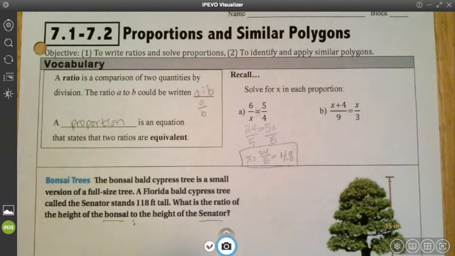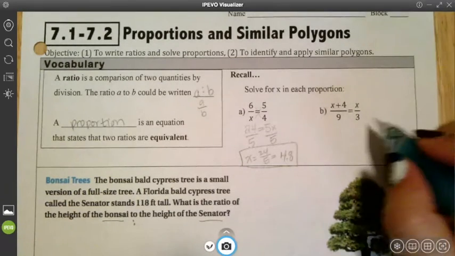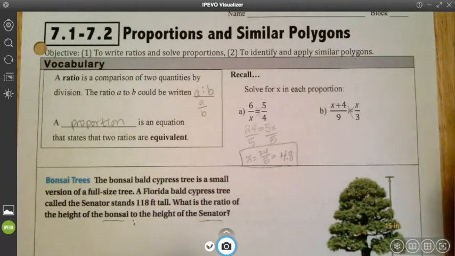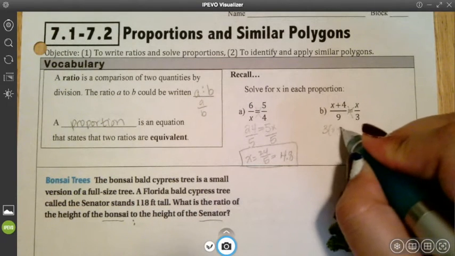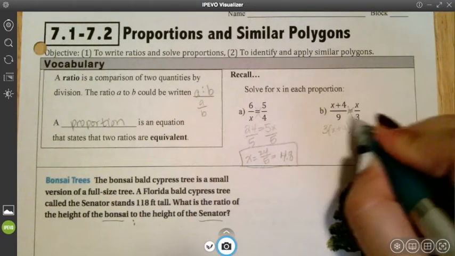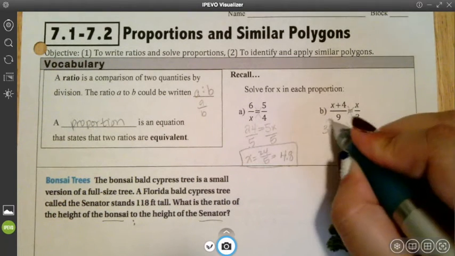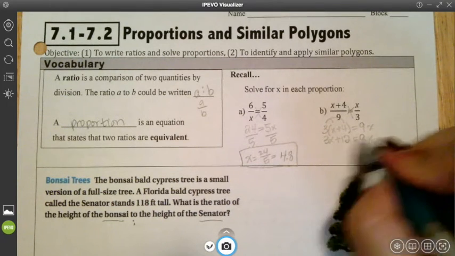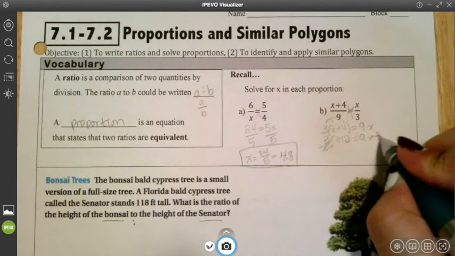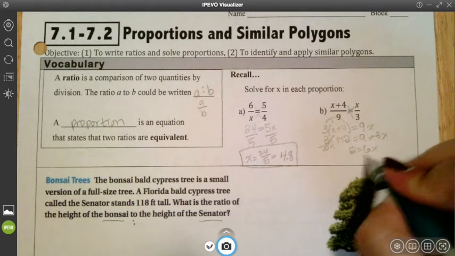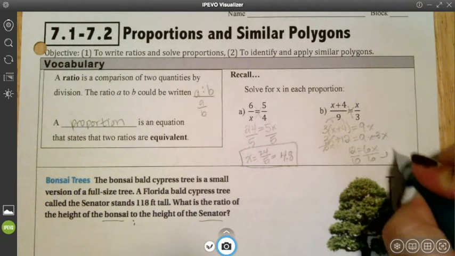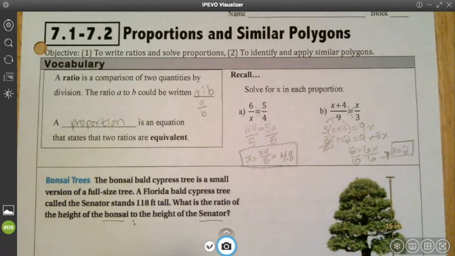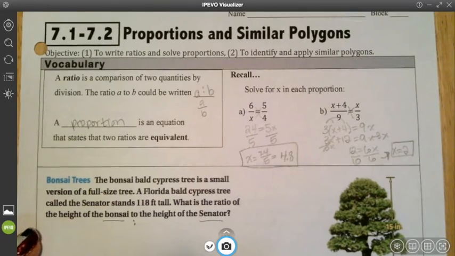We can use that even if there's more than one variable present, as long as it's the same variable. So we've got two copies of x here. Again, we're going to use cross multiplication. So 3 times x plus 4 in parentheses equals 9 times x. Distribute that 3: 3x plus 12 equals 9x. Minus 3x: 12 equals 6x. Divide by 6, and x equals 2. So that's solving proportions for x.